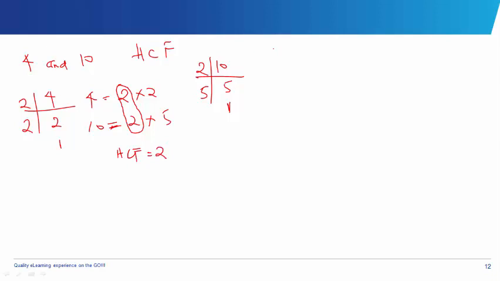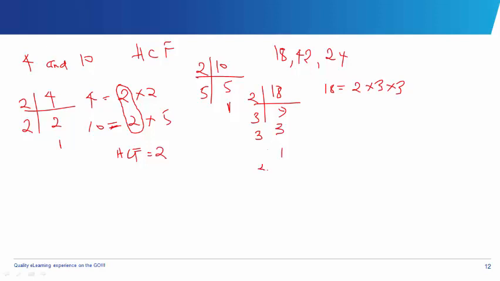Now let's take another example. Find the HCF of 18, 42, and 24. So 18 expressed in its prime factors: 2 gives us 9, 3 gives us 3, 3 gives us 1, so 18 equals 2 times 3 times 3. What of 42? 2 gives us 21, 3 gives us 7, and 7 gives us 1. So 42 equals 2 times 3 times 7.